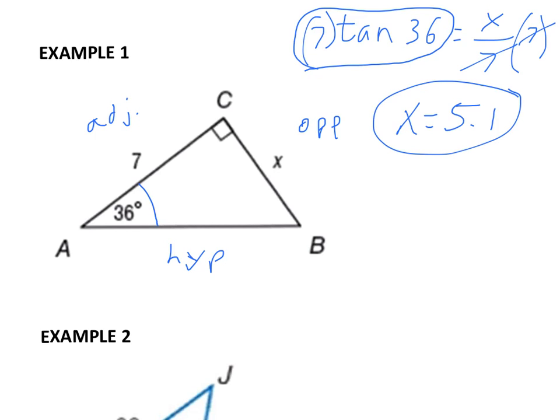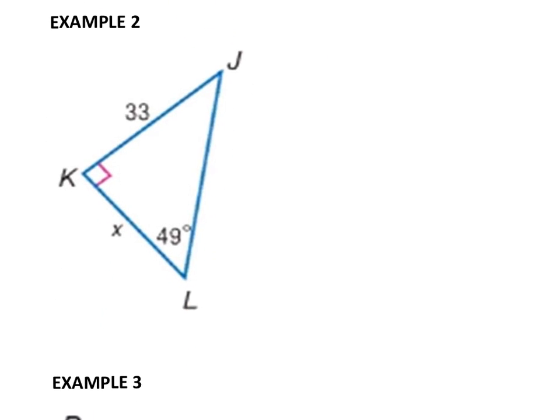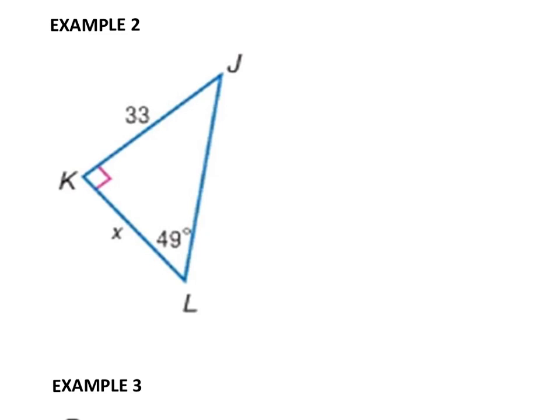So those cancel out, and x equals 7 times tangent 36. Okay, let's look at example 2, a little bit different. Tangent of 49 degrees is equal to opposite 33 over adjacent x. So remember, when the x is in the denominator, we still multiply by that denominator.